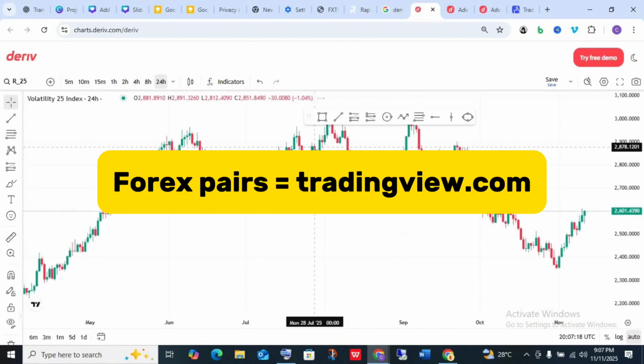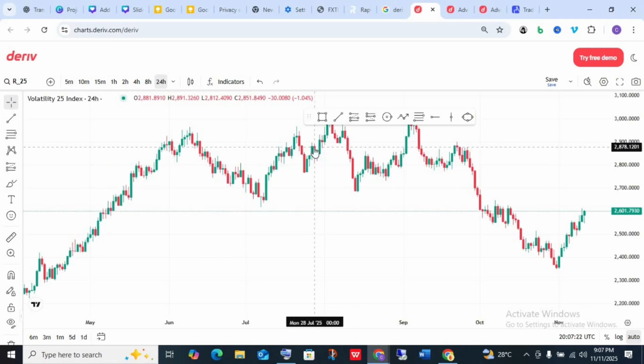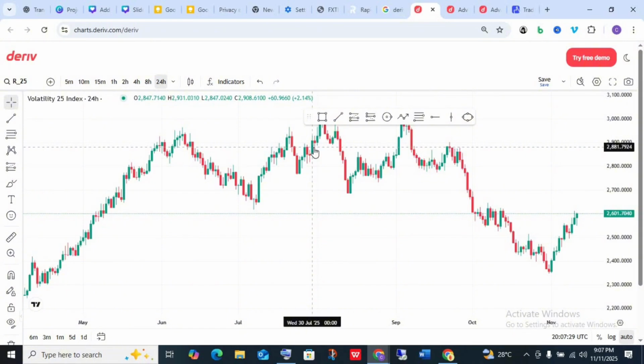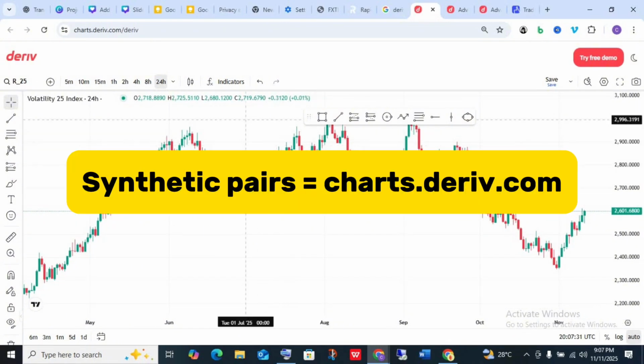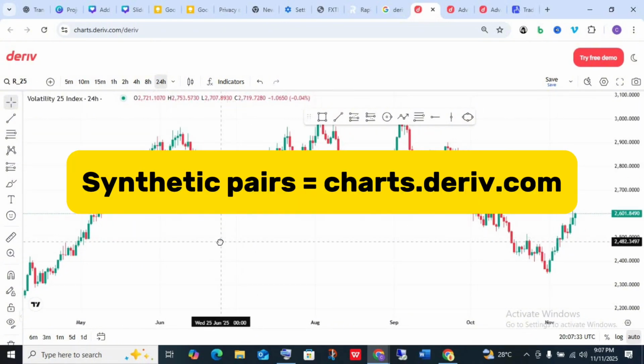So let's open these charts here. Now, normally we are supposed to go to tradingview.com for us to see the chart for our forex pairs. That's where you see GBP/USD. But for you to see synthetic indices, you need to come to a different site entirely, which is where we are now. And you can see on the screen, we are seeing the charts.